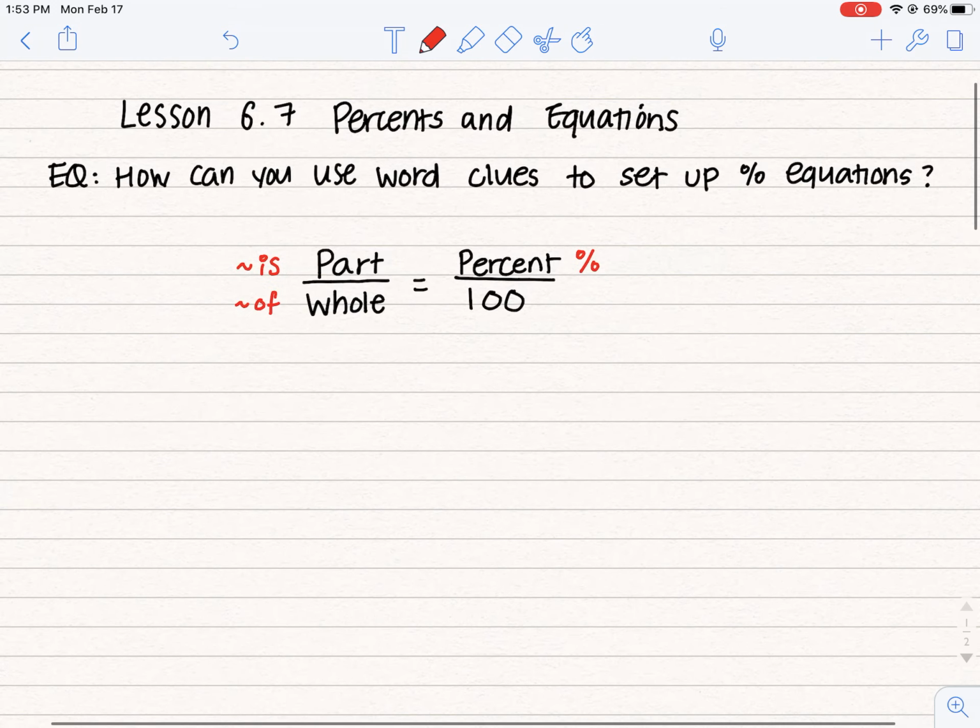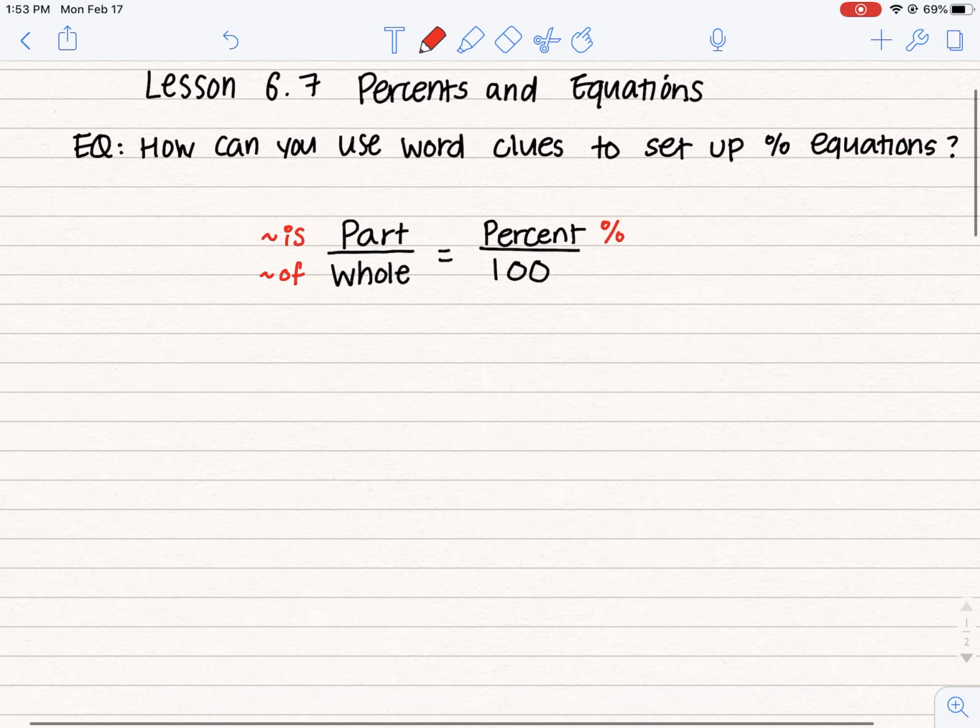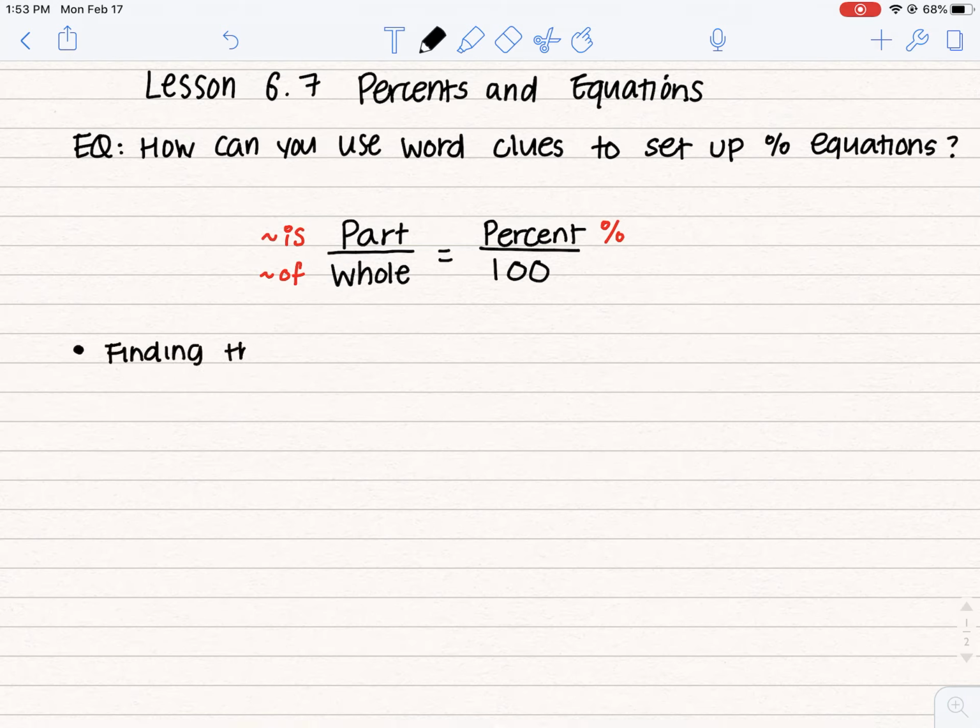Okay, so I'm going to move on. You have three different parts that can be missing: the part, the whole, or the percent. So let's start with finding the part. Okay, the top one, finding the part.